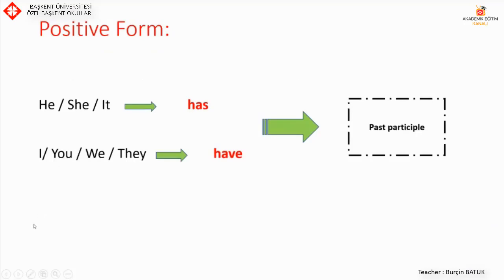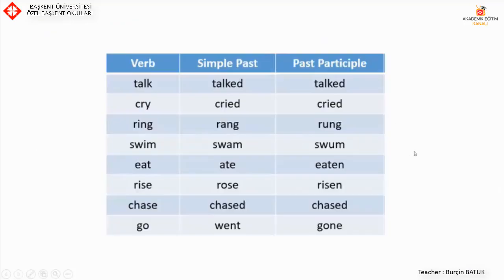This is the positive form. After he, she, it, we use has, and then past participle. And after I, you, we, they, we use have, and past participle again. So, what is past participle?